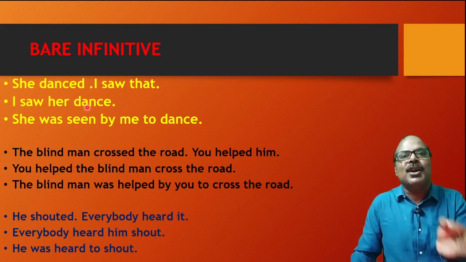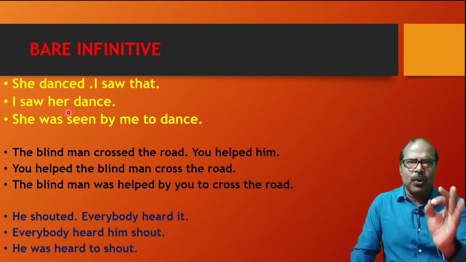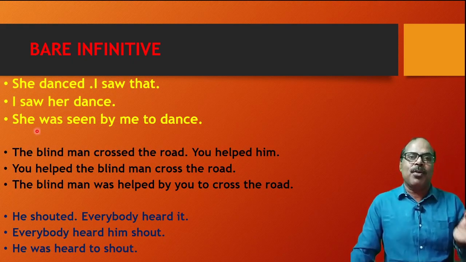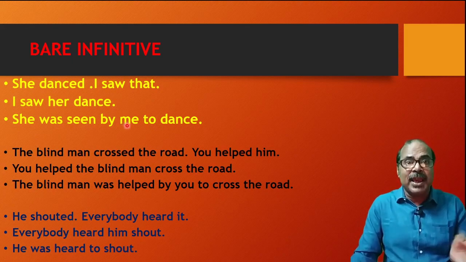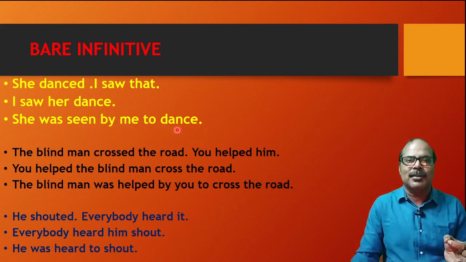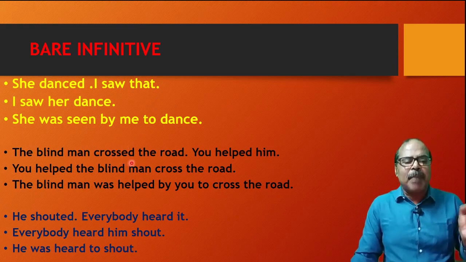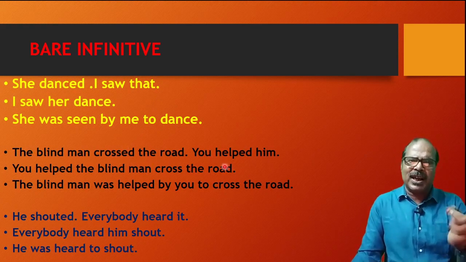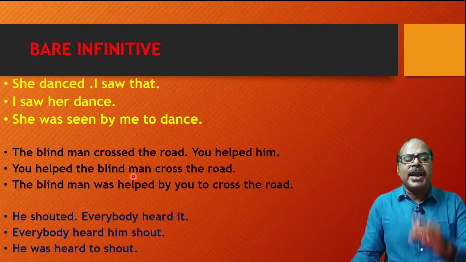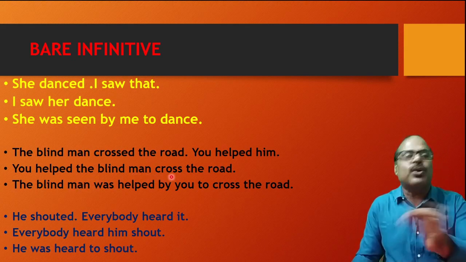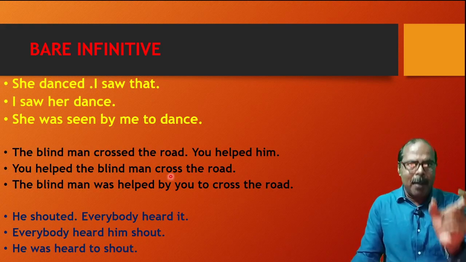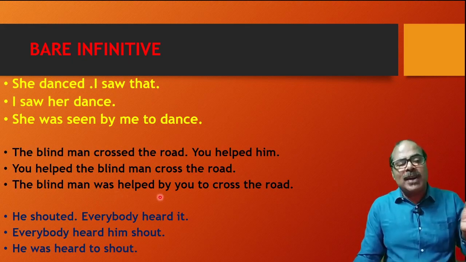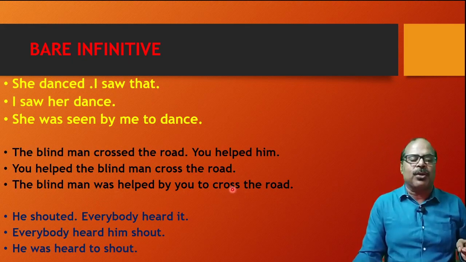I saw her dance, that means I saw her to dance. But to is understood, to is not used in active voice, but in passive we can use it, we must use it. She was seen by me to dance. Both are correct. The blind man crossed the road, you helped him. Again, help is another verb. You helped the blind man cross the road, not to cross the road. To ekhane used hobe na, bare infinitive. But if we turn it into passive voice, the blind man was helped by you to cross the road.